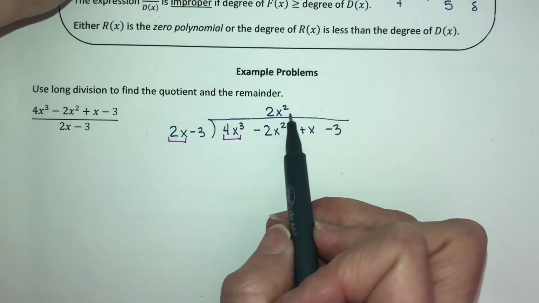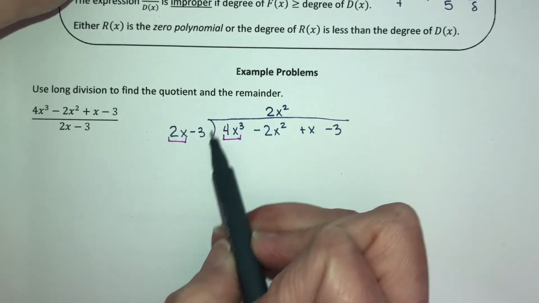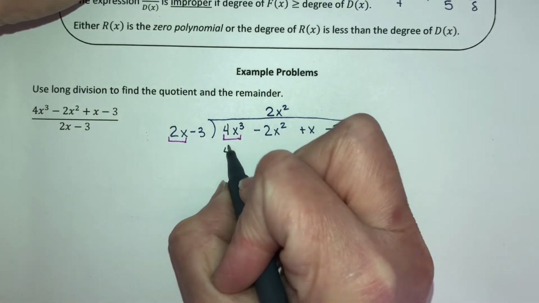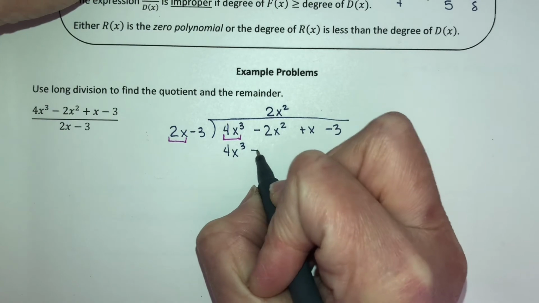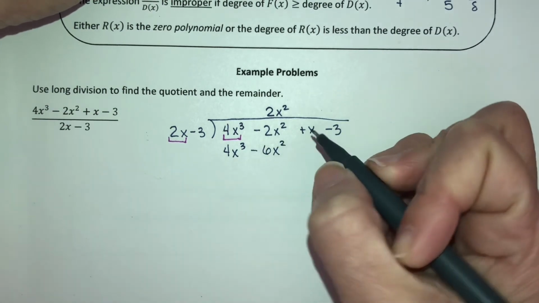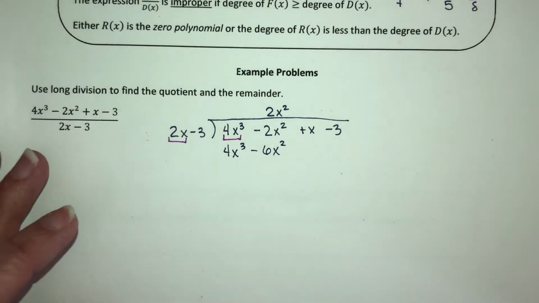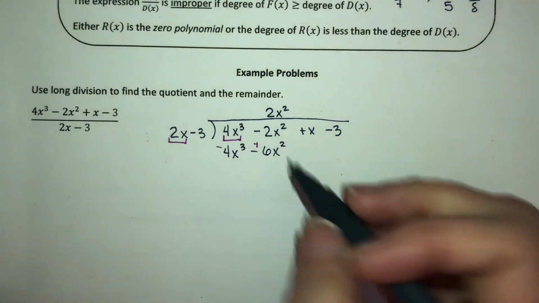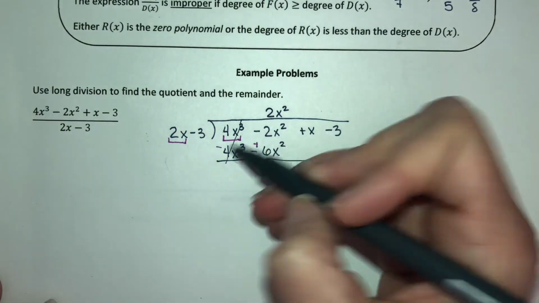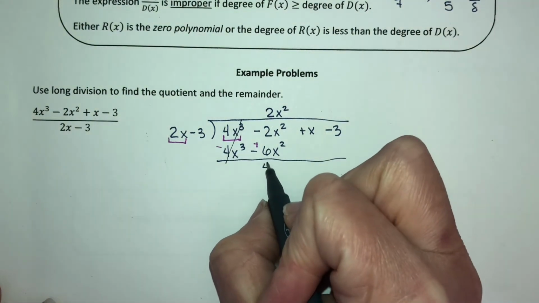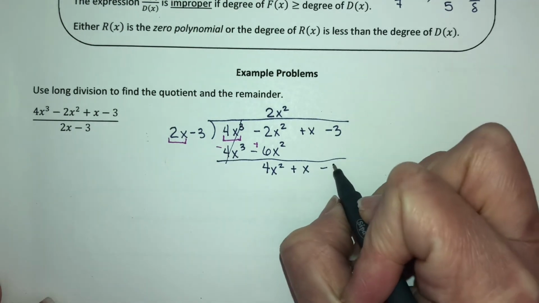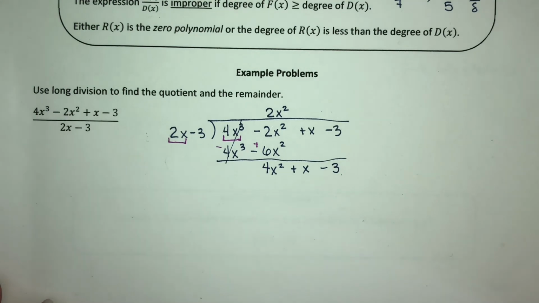Okay, so I have this. My next step is to multiply this through here, all of it. So distribute this through this binomial. And that will give me 4x cubed minus 6x squared. Now we want to subtract this away. So I'm going to change the signs on both of these. And your first term should cancel out. And then 4x squared. You definitely want to bring down the next term. I suggest bringing them all down because I've seen a lot of people lose parts of the problem because they don't copy it down.